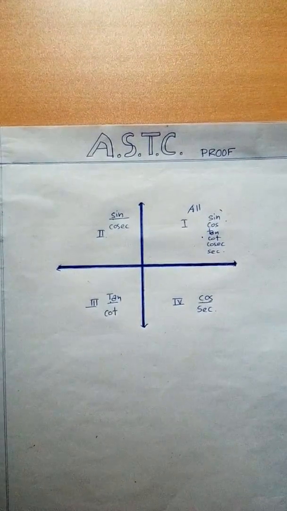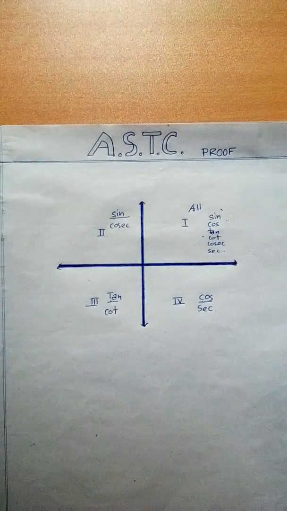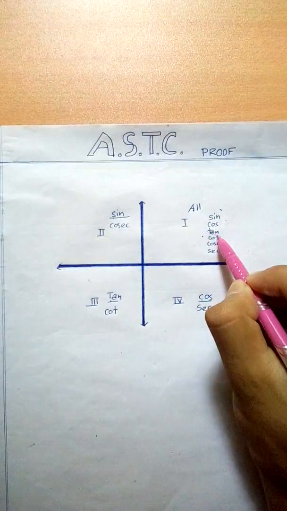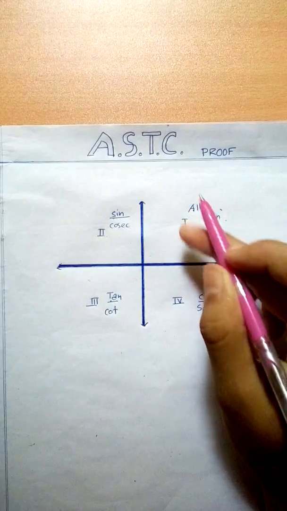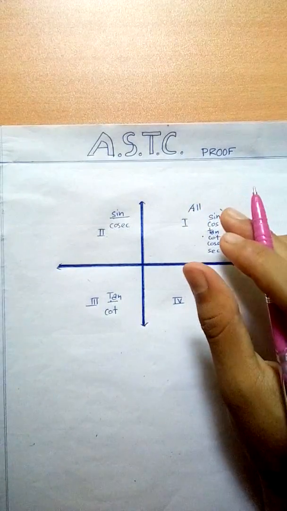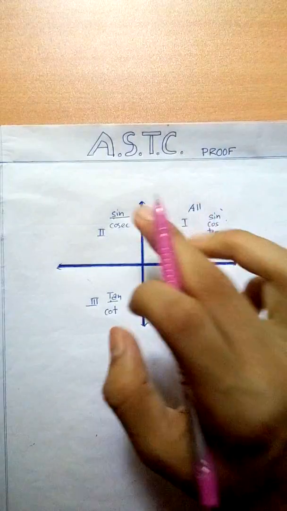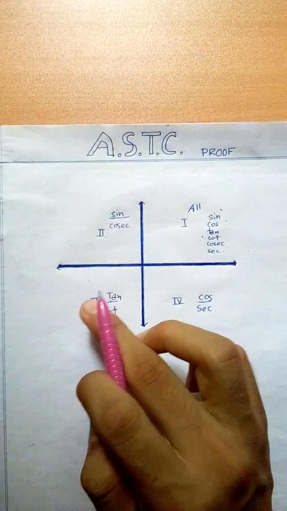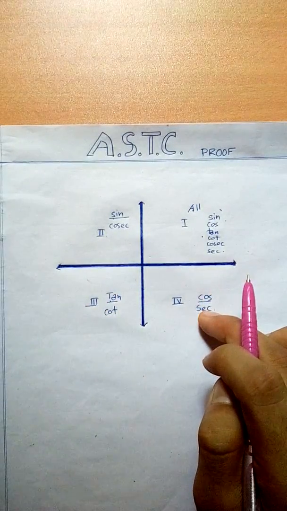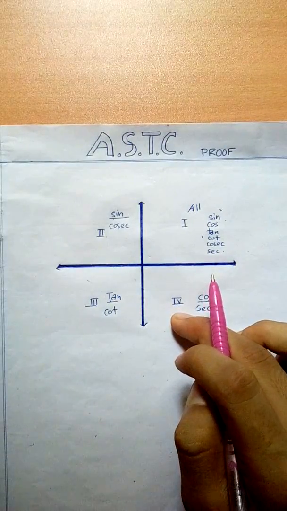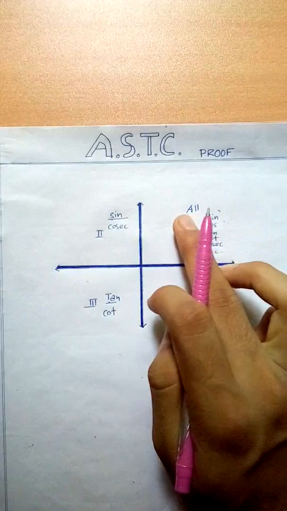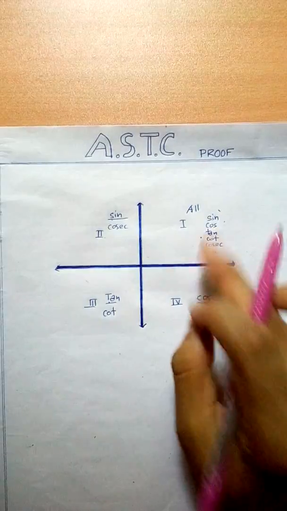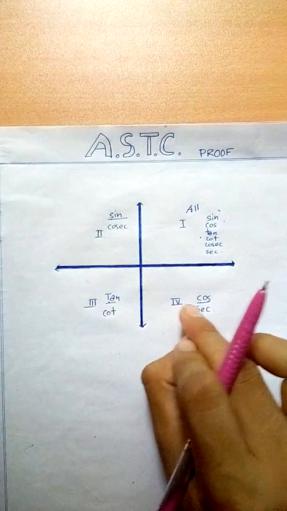Okay? Let's start. What the ASTC rule says is that every trigonometric function has positive values in the first quadrant, meaning sine, cos, tan, cot, cosec, sec. Every trigonometric function has positive values in the first quadrant, and only sine and cosec have positive values in the second quadrant. Only tan and cot have positive values in the third quadrant, and cos and sec have positive values in the fourth quadrant. Okay. And the term ASTC has come from: all, A; sin, S; tan, T; cos, C. A S T C.